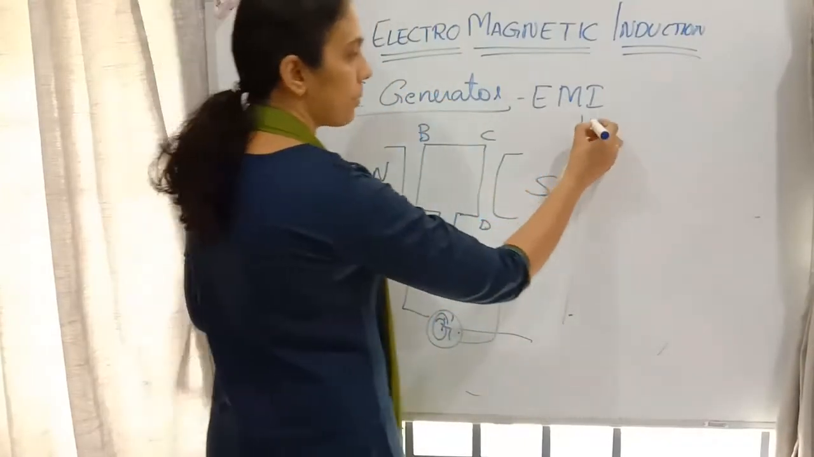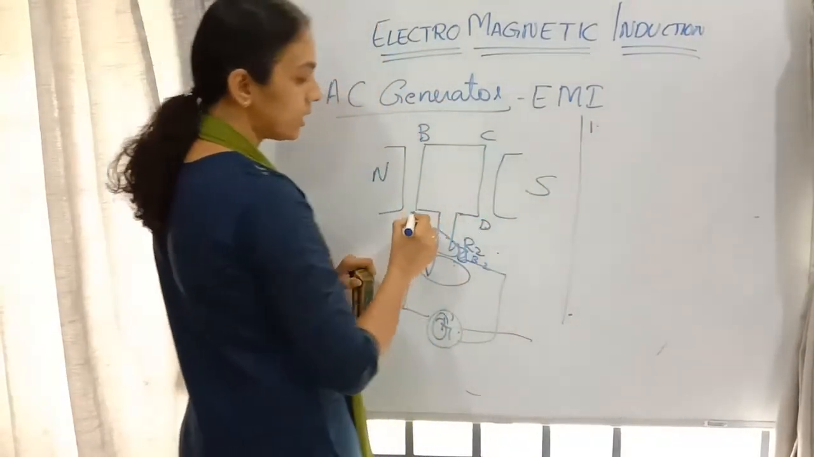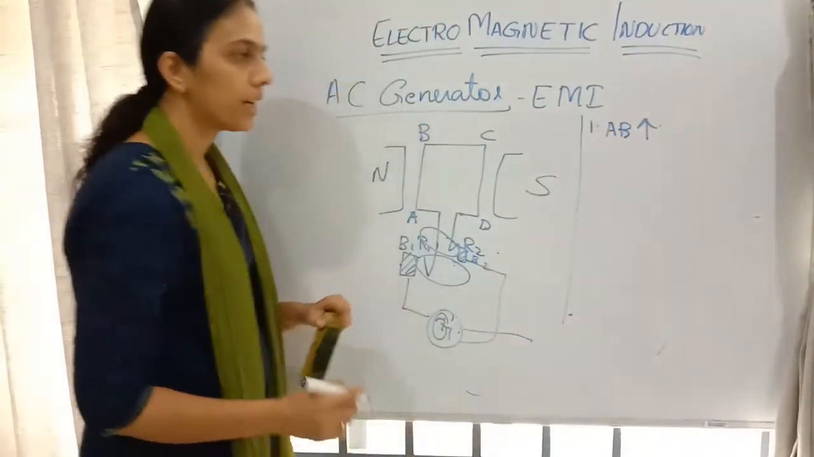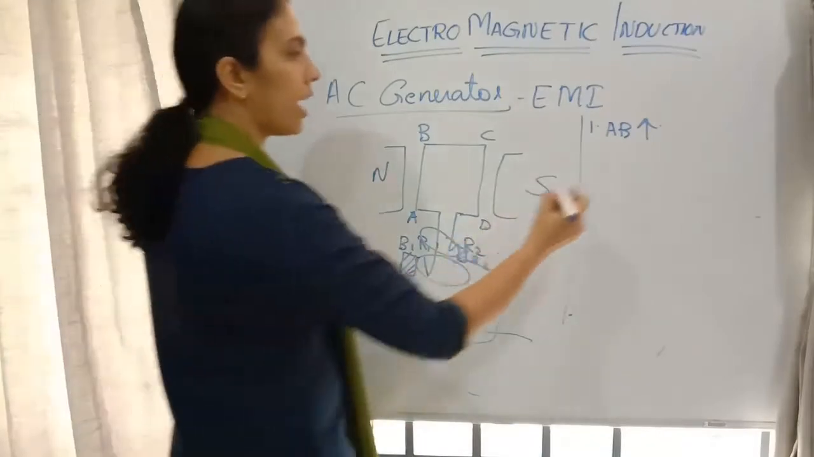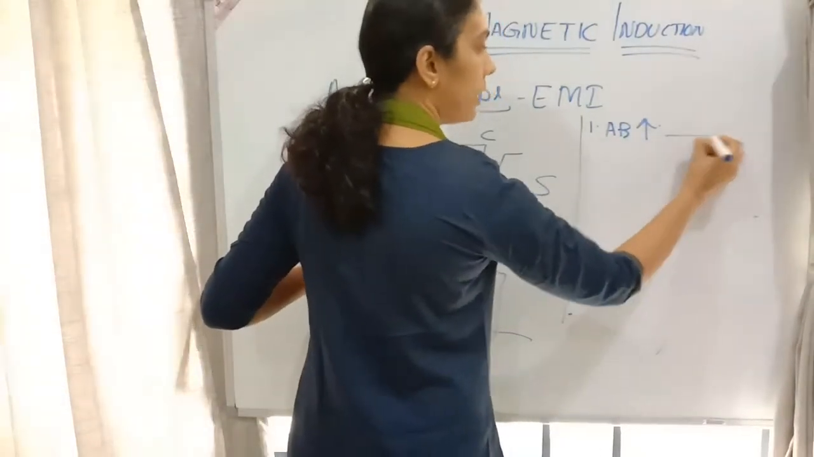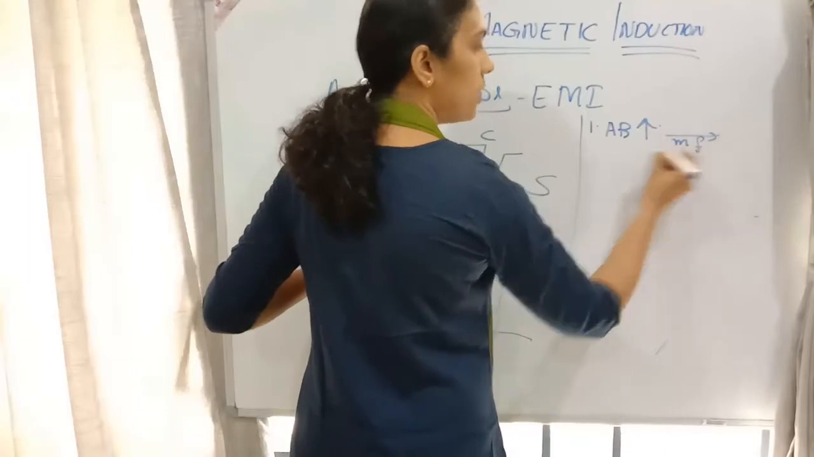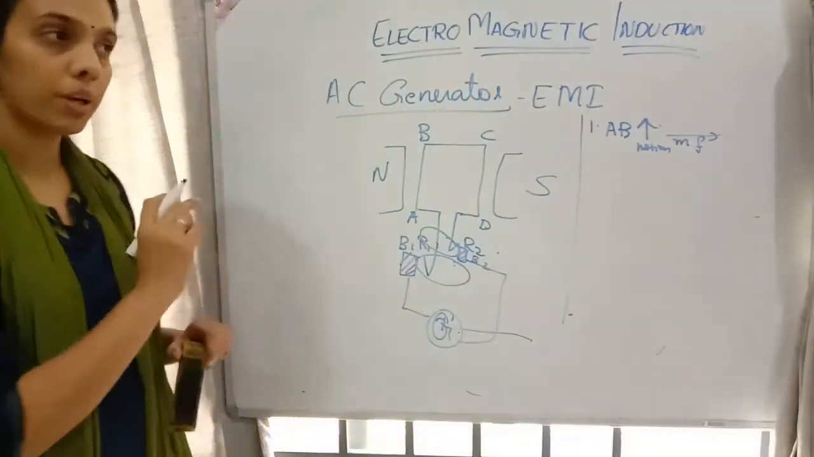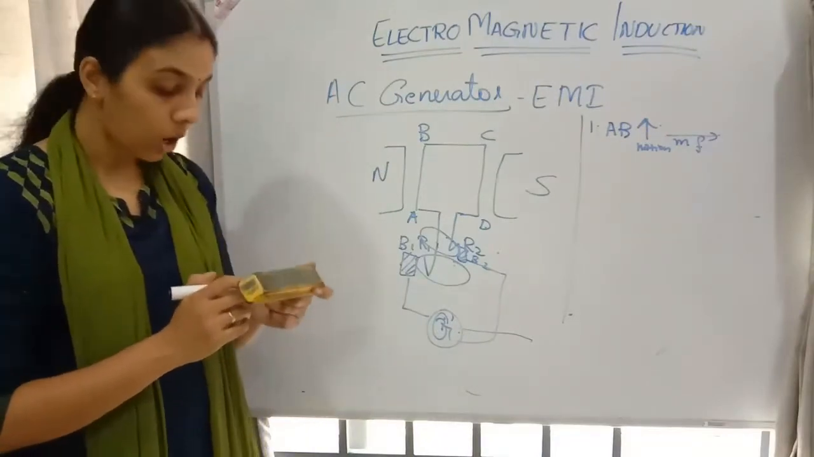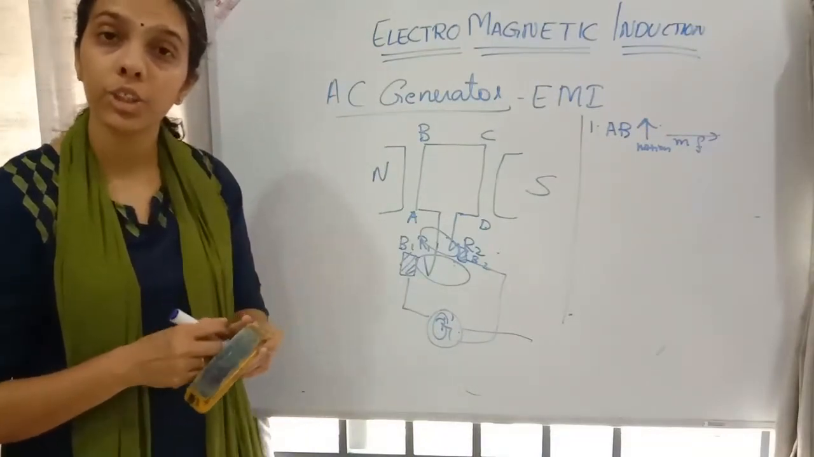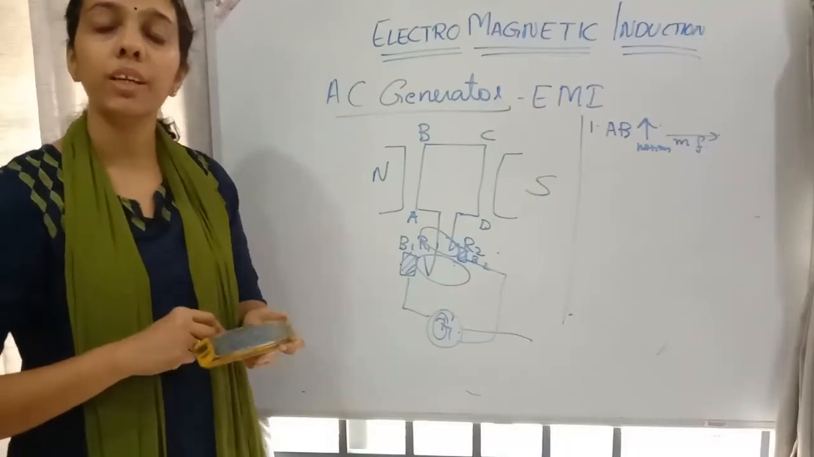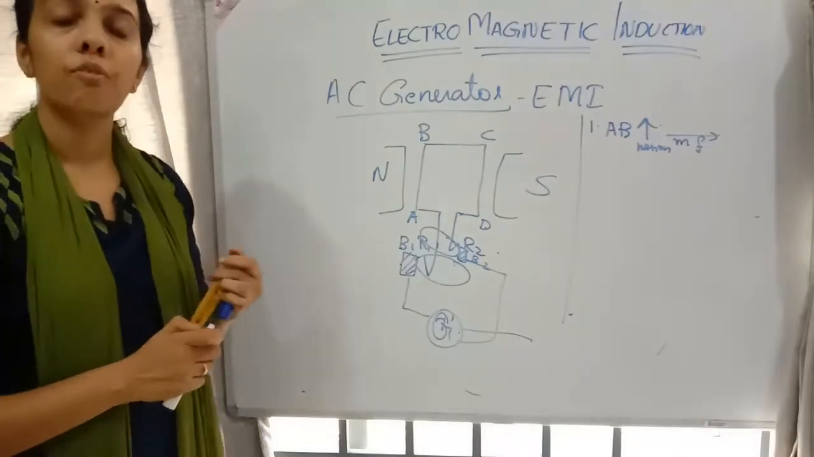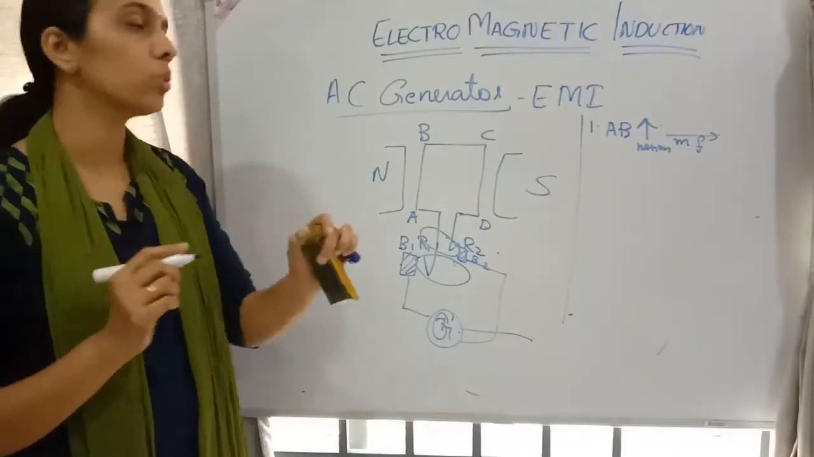Here, first step. Suppose I am rotating the coil AB in the upward direction. AB is upward, so the motion of the conductor is in this direction, and the magnetic field is from north to south pole. Then how can we find out the direction of induced current? In which direction will the current be moving? That one we can find out using Fleming's right hand rule.